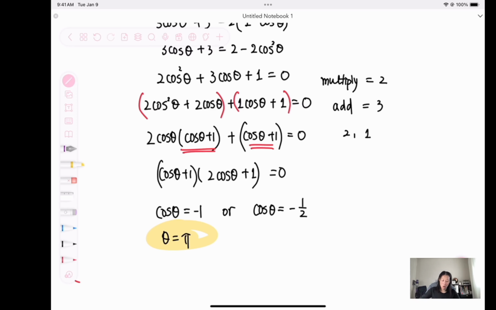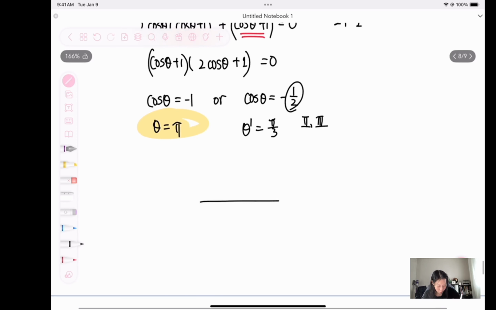Second one, when does cosine theta equal -1/2? The negative gives us two pieces of information. One, this is going to be in the second and the third quadrant. Second, the 1/2 tells me the reference angle, I'll just use theta prime meaning the reference angle, will be 60 degrees or pi over 3. With these two pieces of information, now let's find the answer.